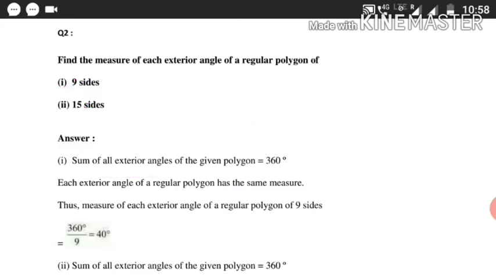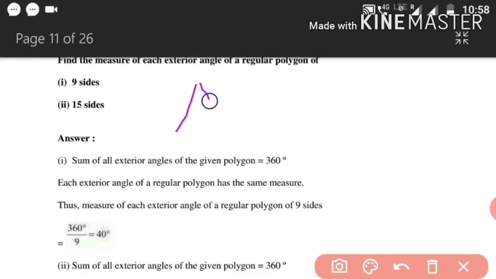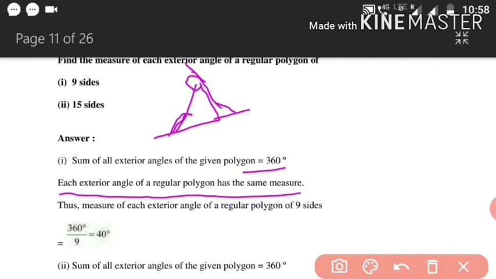Wait. This is exterior angle, isn't it? This part, and this part. These are exterior angles. So we know the sum of the measures of the exterior angles for any polygon is how much? 360. Each exterior angle of a regular polygon has the same measure. So for a regular polygon, all exterior angles will also be of the same measure.